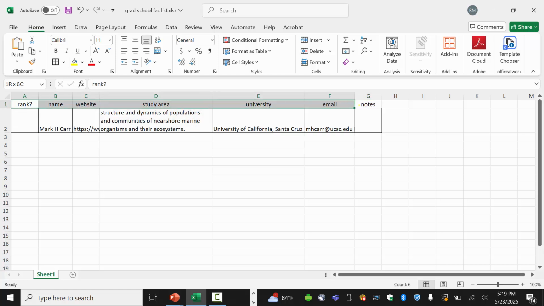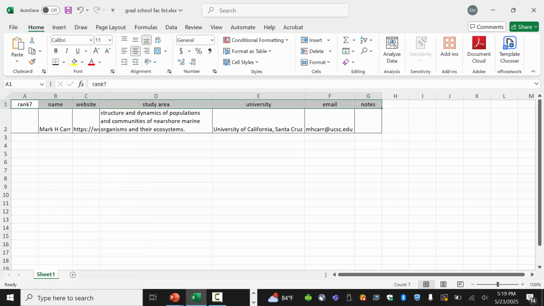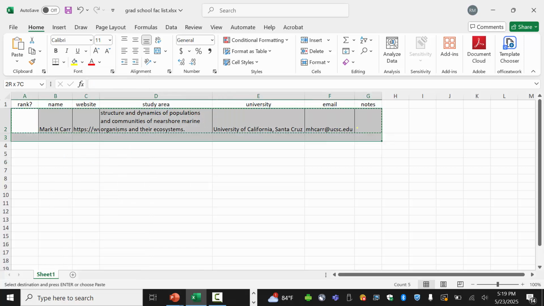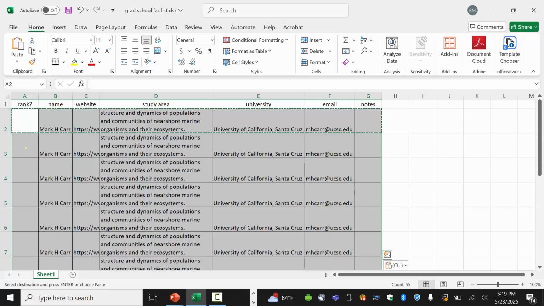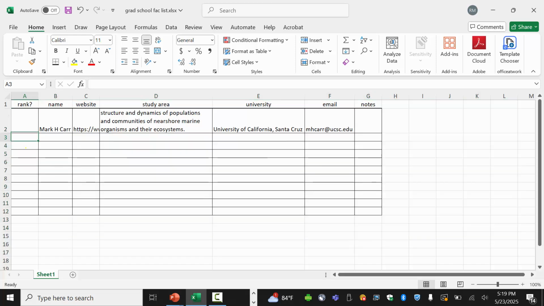And because I like the aesthetics of it, I'm going to make a bunch of blocks here. All right, so let's see. I'm going to just copy and paste. Let's delete all that. All right, let's find some other people.